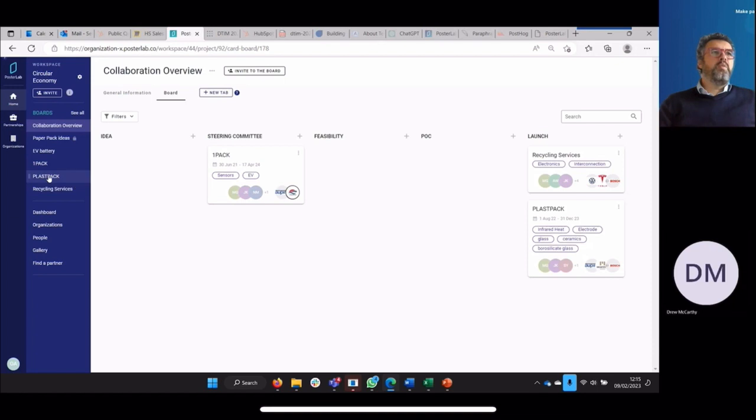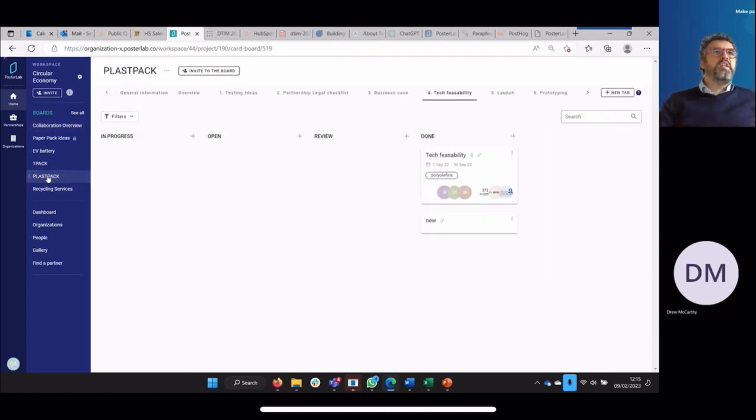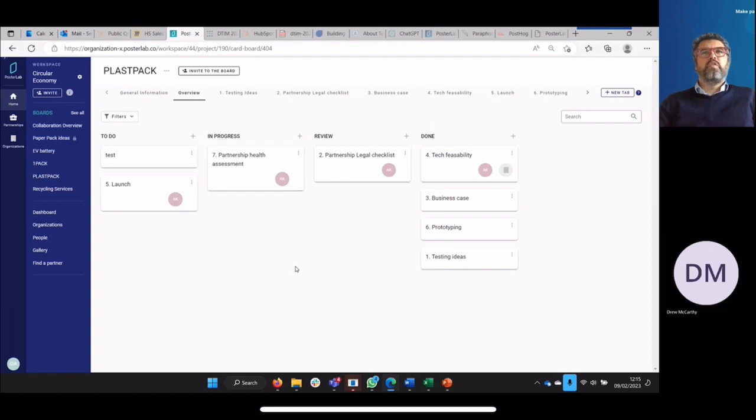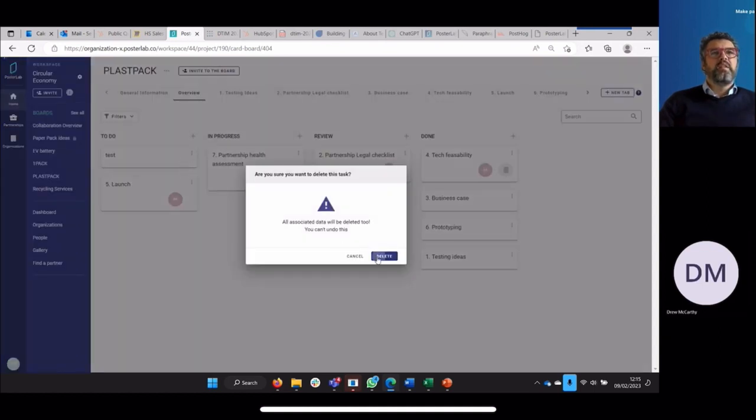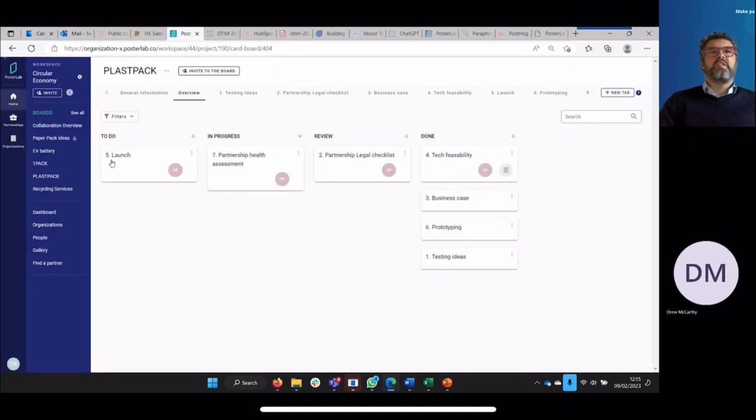And then I'm going to go into one specific project. Let's say PlusPack, for example. I want to know what is cooking within PlusPack. So here I'm going into this overview, which is specific to PlusPack. And here I can see what the job to be done is. So again, Kanban style: to do, in progress, review, and done. I can see there are several actions in progress, but if I delete this task, which was a test I was doing, it's mainly a project that is in the launch phase. A lot of things have been done. Testing ideas has been done, prototyping, business case has been done, technical feasibility has been assessed. The legal track is good, and the health of the partnership is also being assessed.